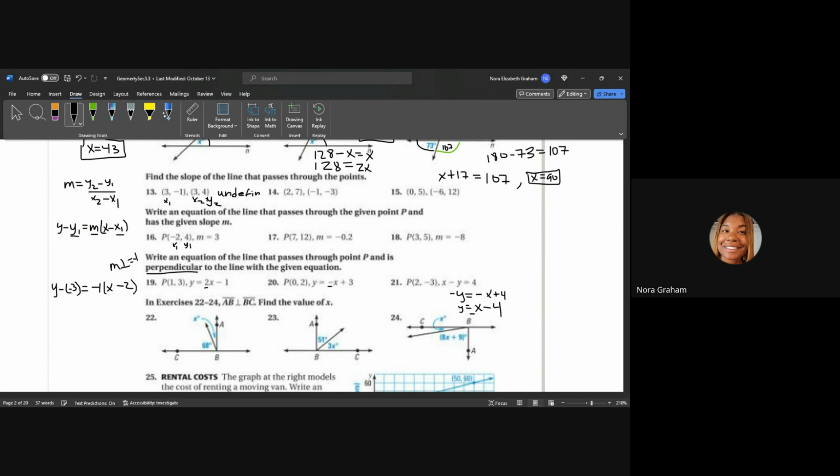So again, let's go ahead and do our distributing first. Distribute that negative through. A negative times a negative gives me a positive. And when I distribute that -1 through, I have negative x plus 2. Now I'm going to subtract that 3 from both sides. Ooh, that's a funky looking y, sorry. So I have y equals negative x minus 1. And that's going to be my line that's perpendicular to the line given right here. Okay. All right. Let's continue. I think we only have a couple more.